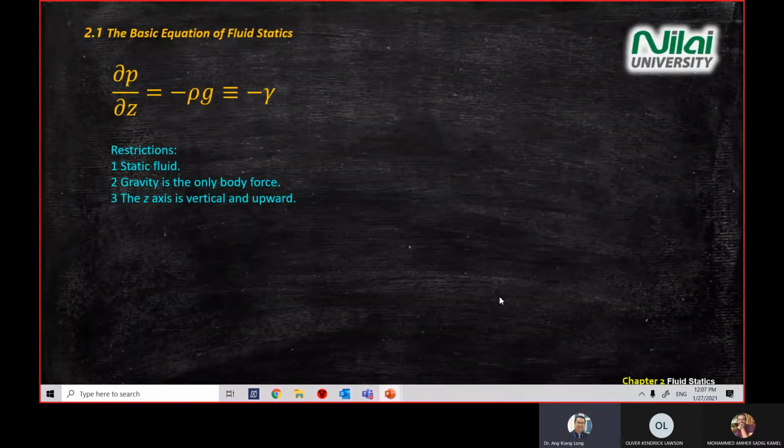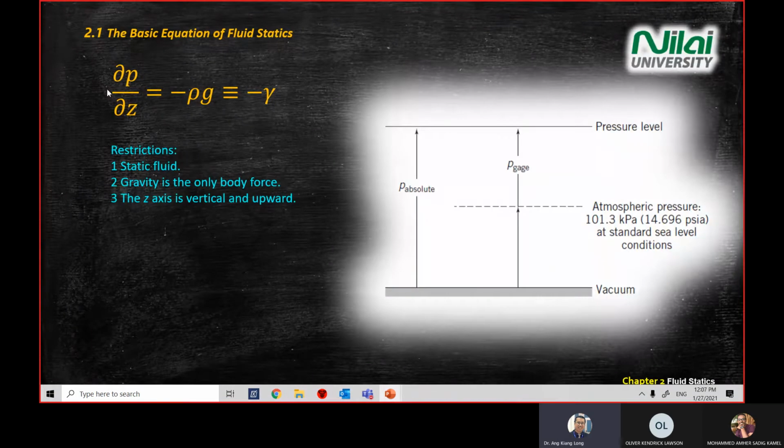Now we're in chapter 2. Yesterday we stopped at this equation, which is the differential of P in Z equal to negative specific weight. Specific weight equals rho G. And to review an equation that you learned in your dynamics class: gauge pressure equals absolute pressure minus atmospheric pressure. You take absolute minus P atm here, and then you get your gauge reading or sensor reading.